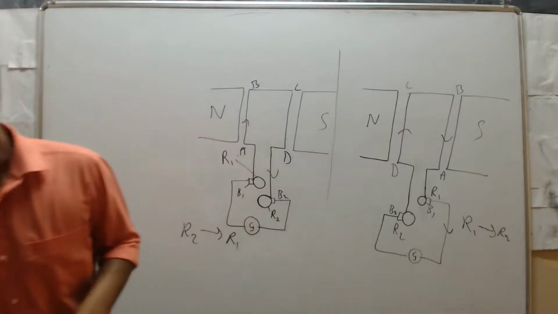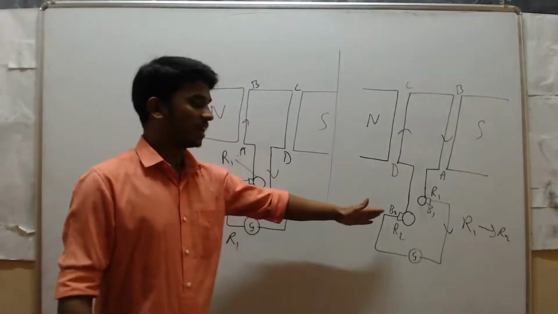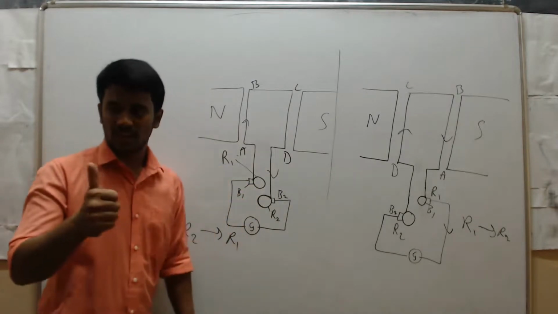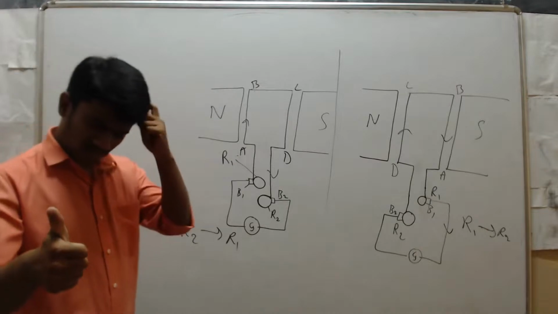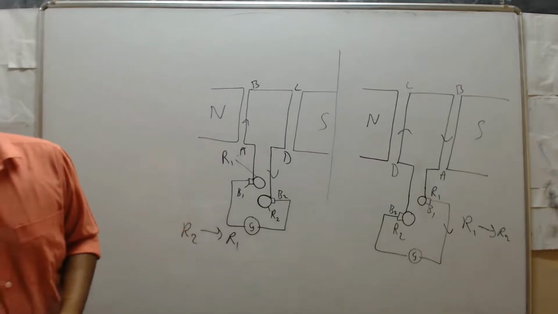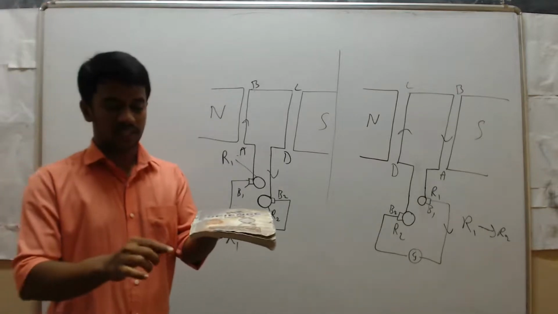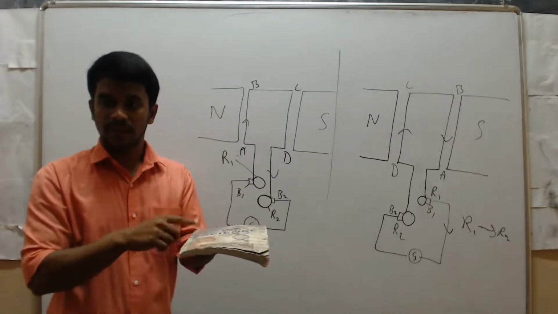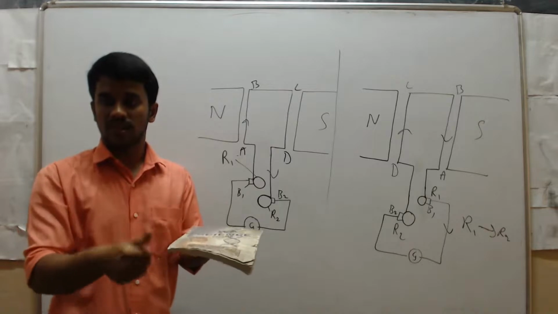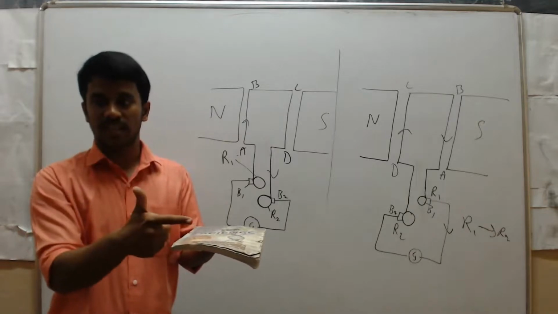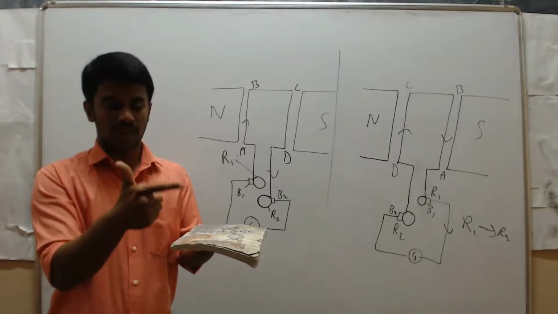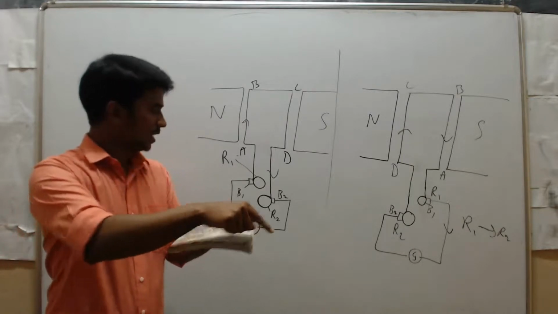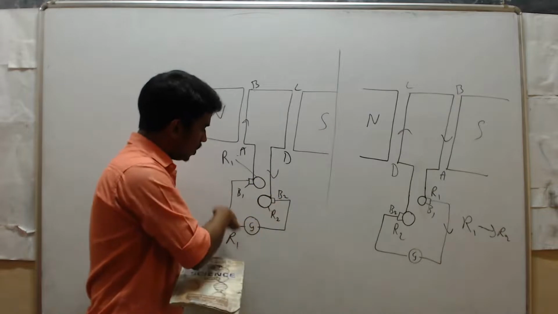By doing like this we can generate electric current. Clear? See, first case, according to your right hand rule, just imagine this is A B C D. You will rotate this like this. Then the magnetic field is in this direction, then current is induced like this. So current will move from A to B, B to C, C to D, then ring R2 to R1.